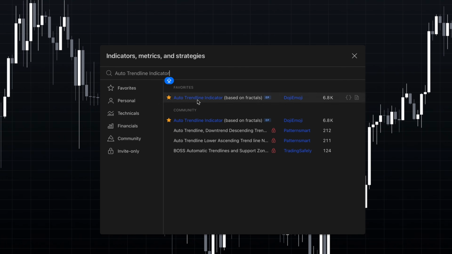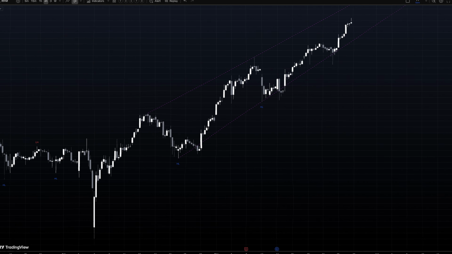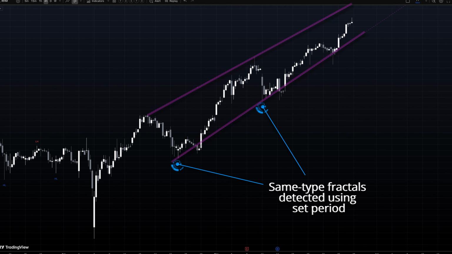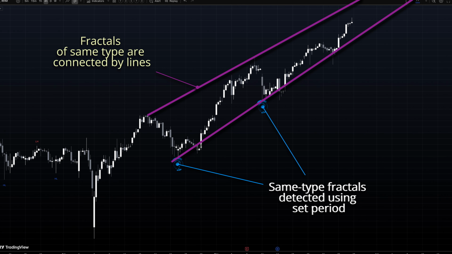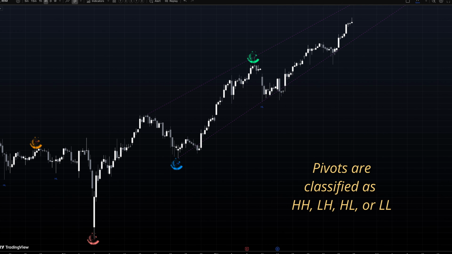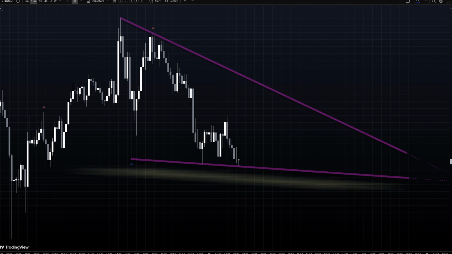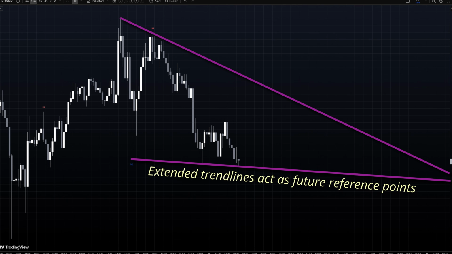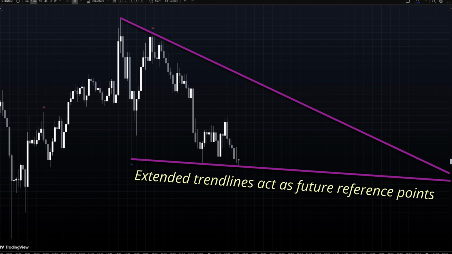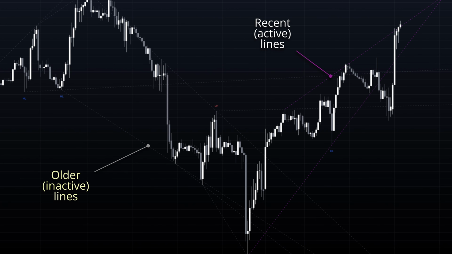Auto Trendline Indicator, based on fractals. Created by Doji Emoji, this Pine script indicator automatically generates trend lines by connecting recent fractal points identified through pivot high and low analysis. Fractals are detected using configurable period settings, and lines are drawn between consecutive points of the same type. Using a default 10-period lookback, the indicator categorizes pivot points as higher highs, higher lows, or lower lows. When new fractals form, they are linked to prior ones to create upward or downward trend lines that extend into future price action. Recent lines appear in full opacity purple, while older ones fade to gray.